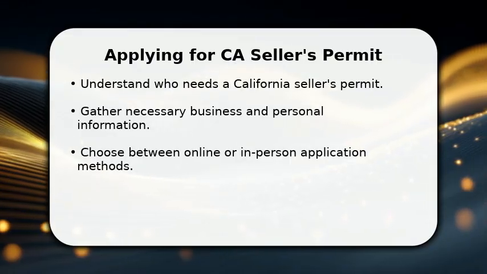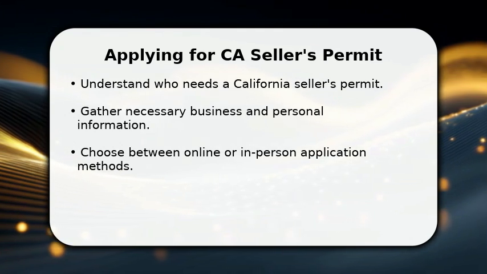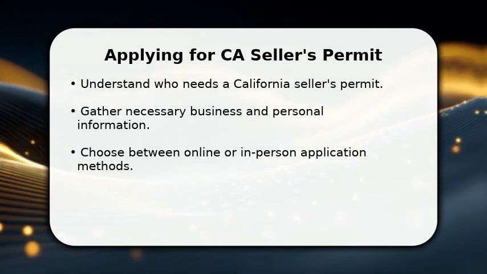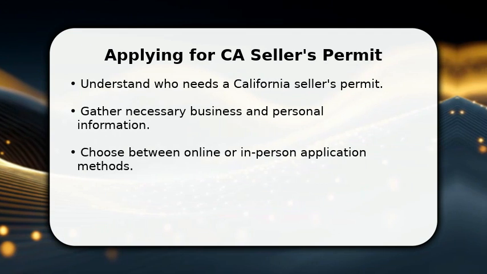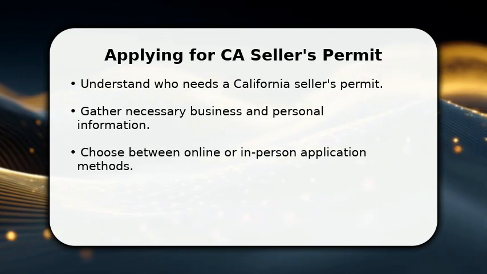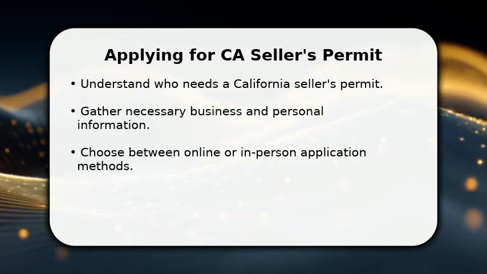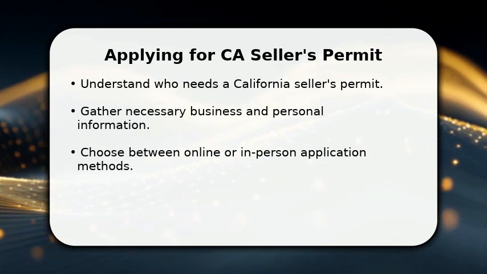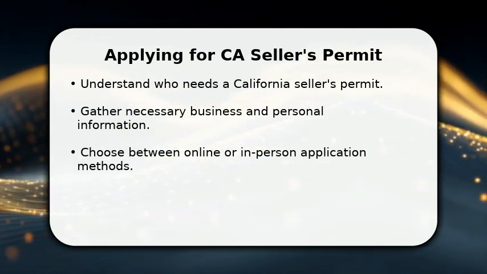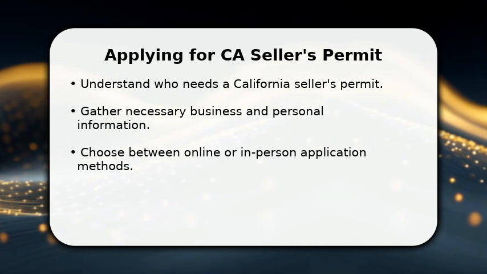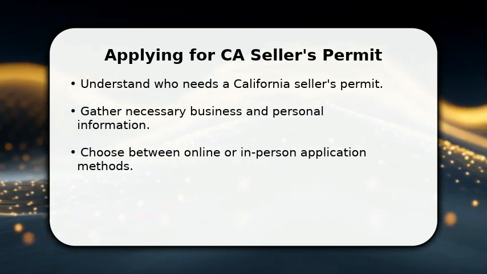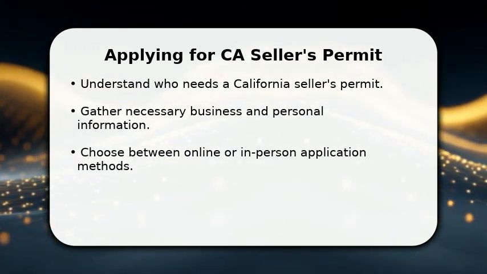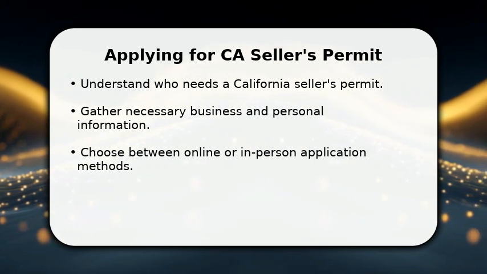In this video, I will explain how to apply for a seller's permit in California. First, understand if your business activities require this permit. Next, gather all necessary business and personal identification documents. Finally, decide whether to apply online or visit a field office for assistance. This initial preparation ensures a smooth application process for your new venture.